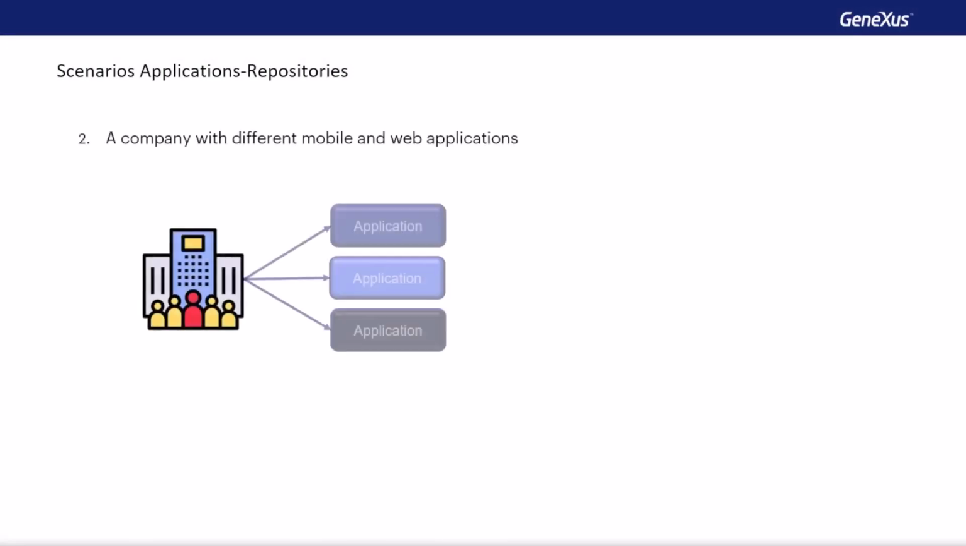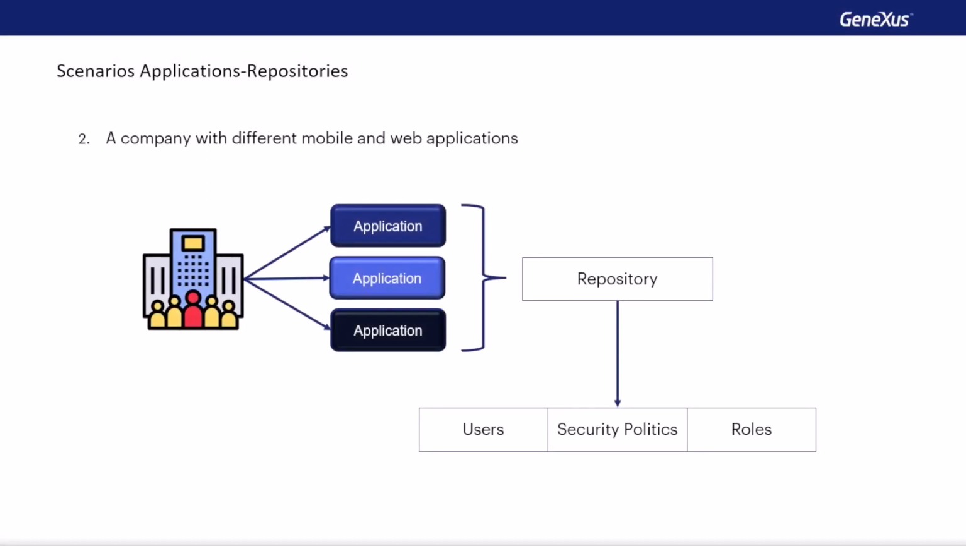In the second scenario, we have a company with different mobile and web applications. In this usage scenario, the company has different applications, and they share users, security policies, and roles, and have a single repository. In addition, each application contains its own permissions.